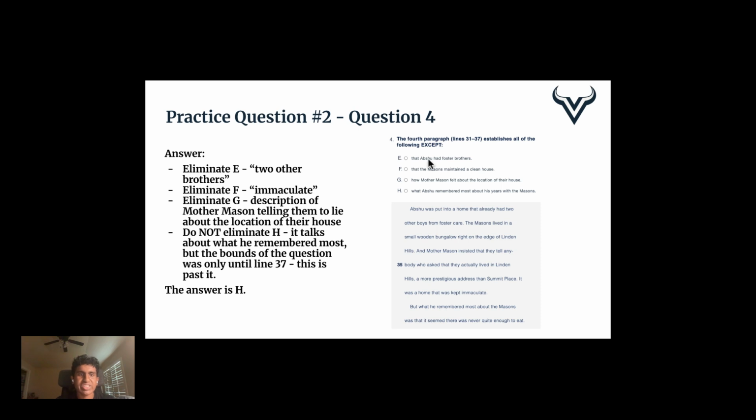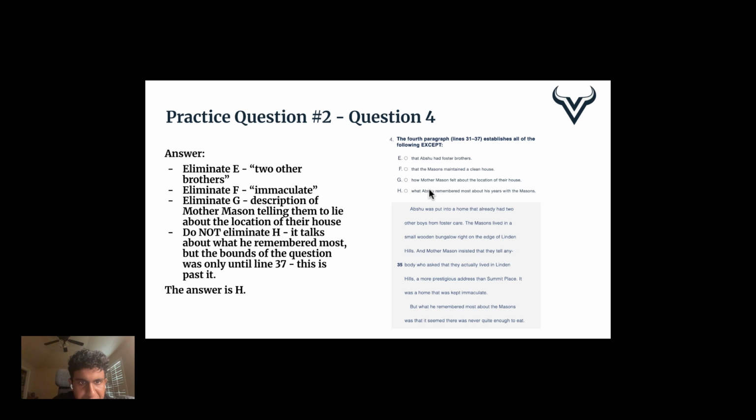So let's see, what does it establish? Let's see the answer choices. E was that Abshu had foster brothers. So yes, over here, two other boys, so we eliminate E. F, that the Masons maintained a clean house. Does this establish this? A home that was kept immaculate. So you also eliminate F. G, how Mother Mason felt about the location of their house. That, again, she wants them to tell other people that they lived in Linden Hills rather than Summit Place. So eliminate G.